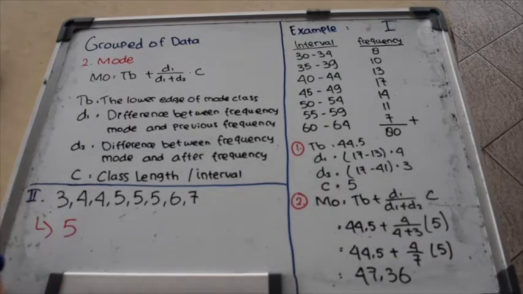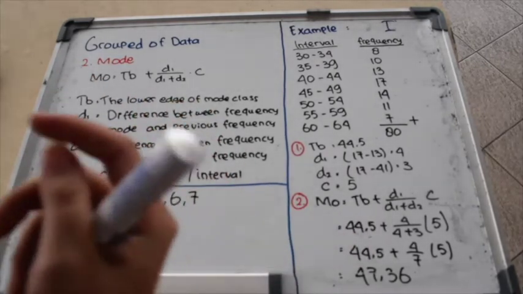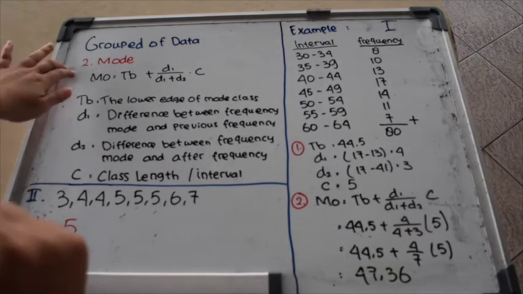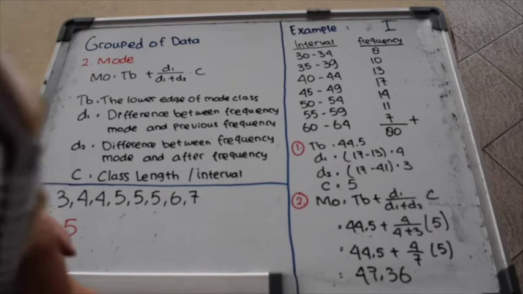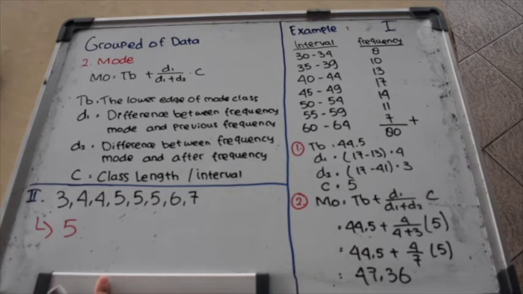And the next is mode. What is mode? Mode is the value that appears most often in a set of data. In this mode, there are two kinds of data: the first is group data, and the second is single data. But now we will discuss group data.